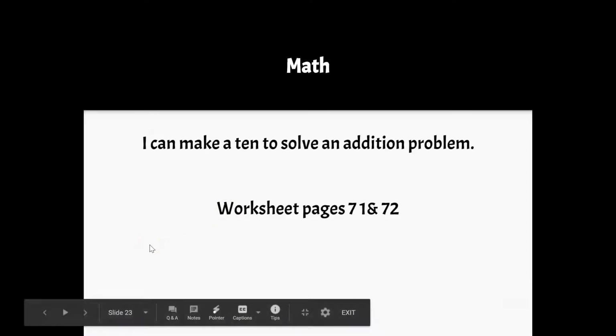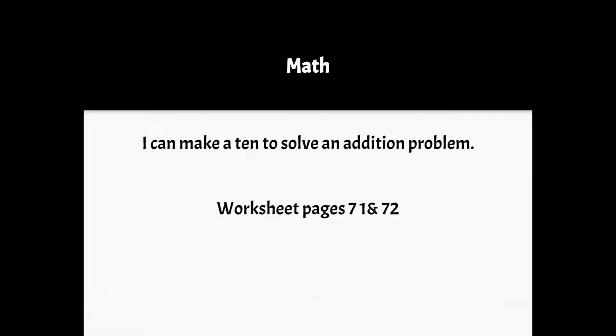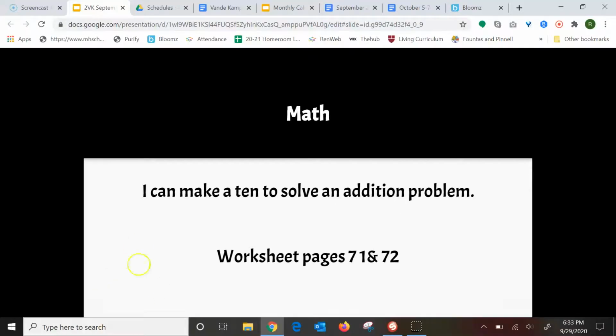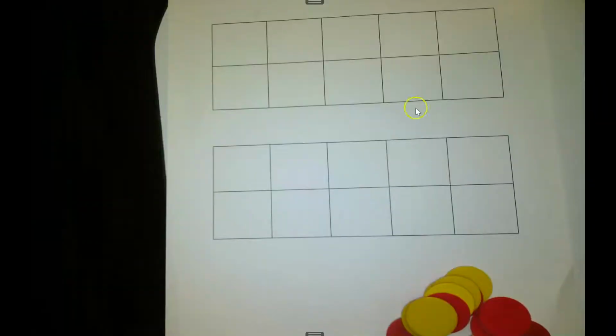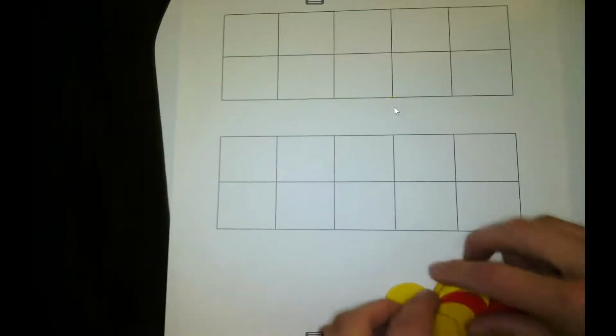I can make a 10 to solve an addition problem. Worksheet pages 71 and 72. So I'm going to start and just walk through what it means to make a 10 for our problem. And we're going to start with 7 plus 5. So I'm going to show that to you in your packet. You have a chart that looks like this. So I'm going to start.